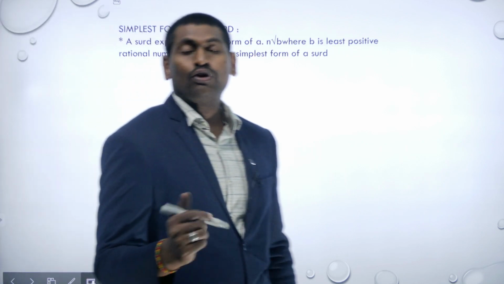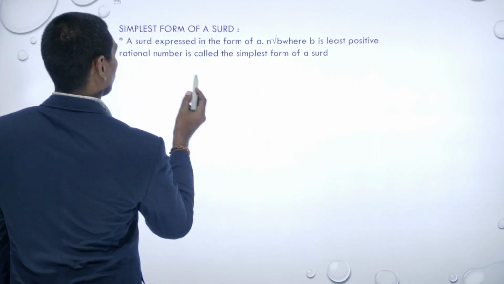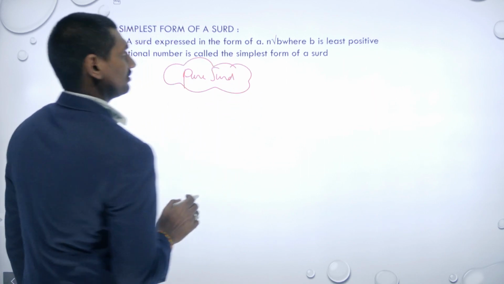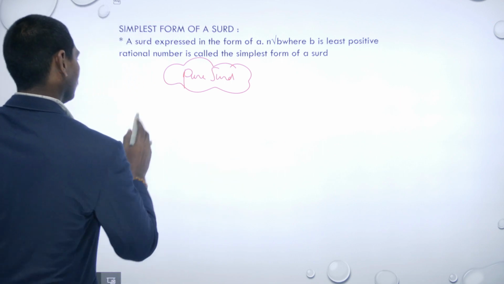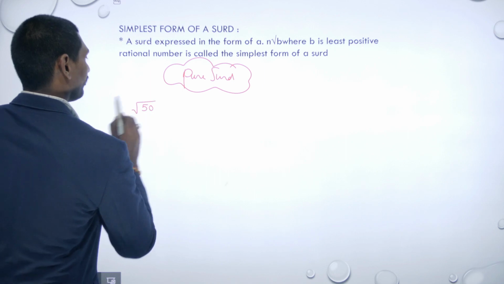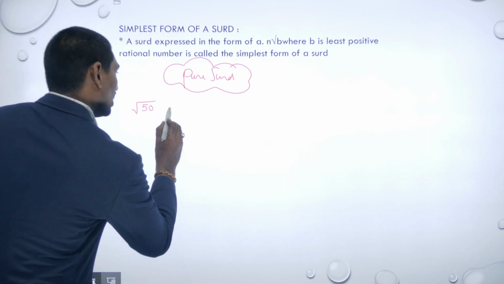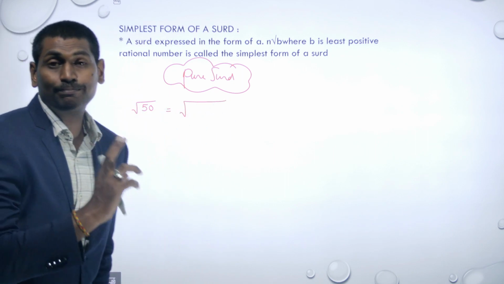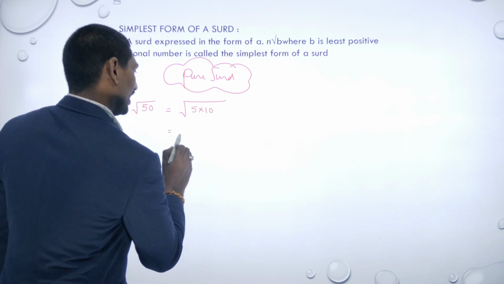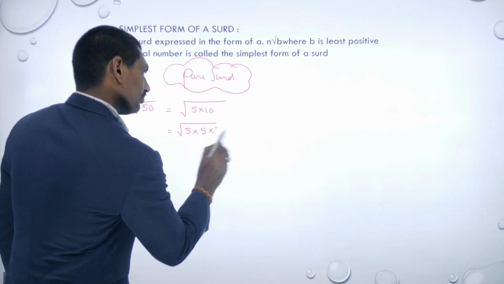Now the simplest form of a surd, or pure surd. For example, root over 50. Let us try to write its simplest form. How are we writing the simplest form? I am just expressing 50 as a product of primes. Now I can write it as 5 into 10. Am I right? 50 can be written as 5 into 10. Now 10 can be written as 5 into 2.